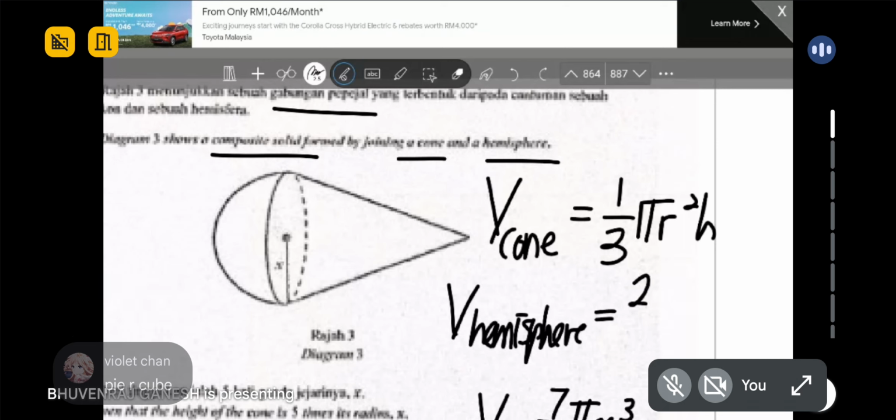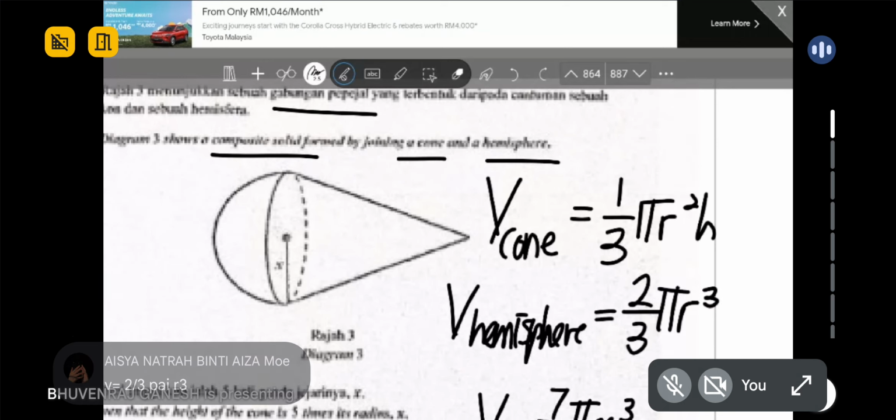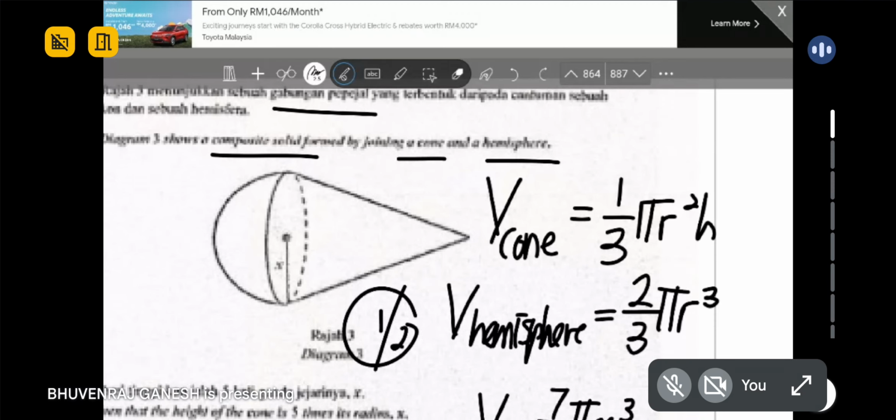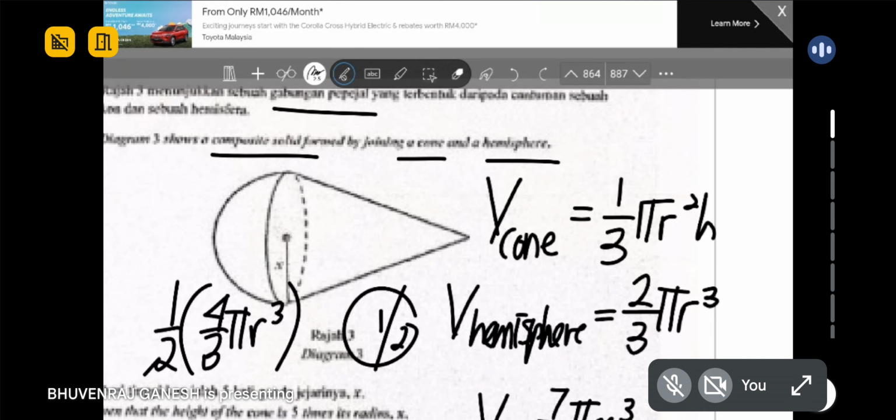Yes. The answer is 2/3 pi r cube, guys. Hemisphere. Hemi maksudnya setengah kan? Hemisfera. So setengah daripada isi padu sfera adalah isi padu hemisfera. Faham? Okay, so 1/2 times the volume of sphere is your volume of hemisphere. That's why your answer is 2/3 pi r cube. Do you guys understand that? Faham? So setengah kali 4/3 pi r cube dapat jawapan 2/3 pi r cube. Okay? So yeah, that's the answer.